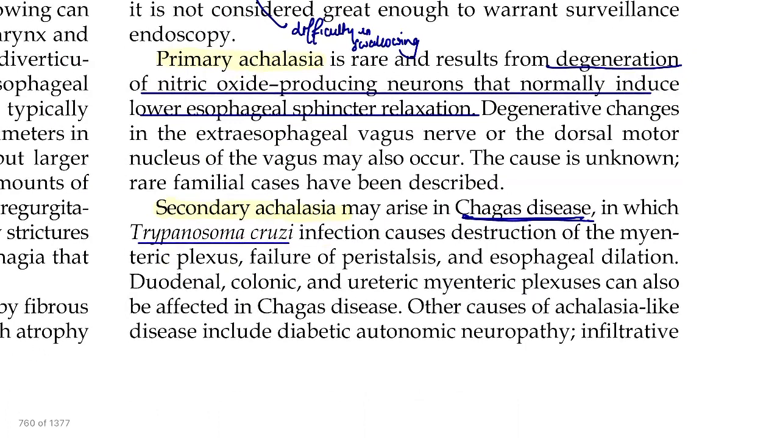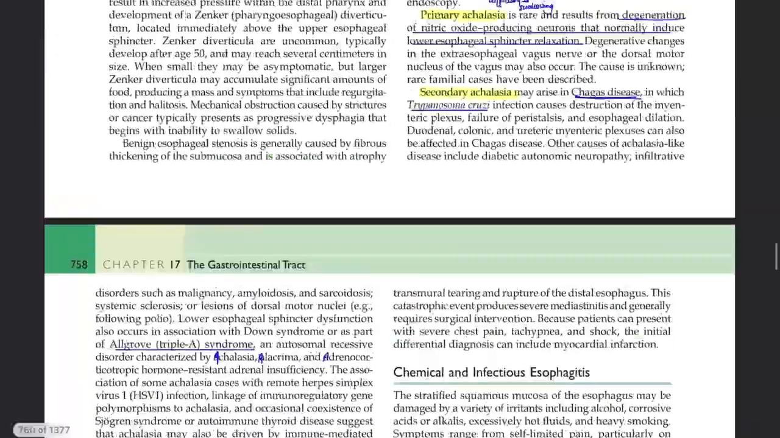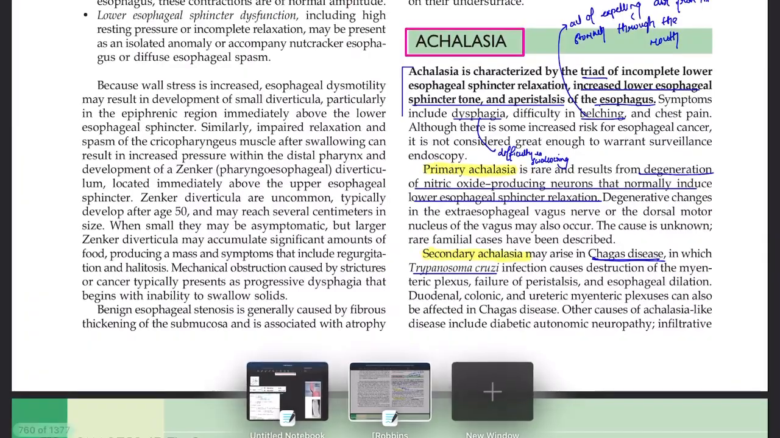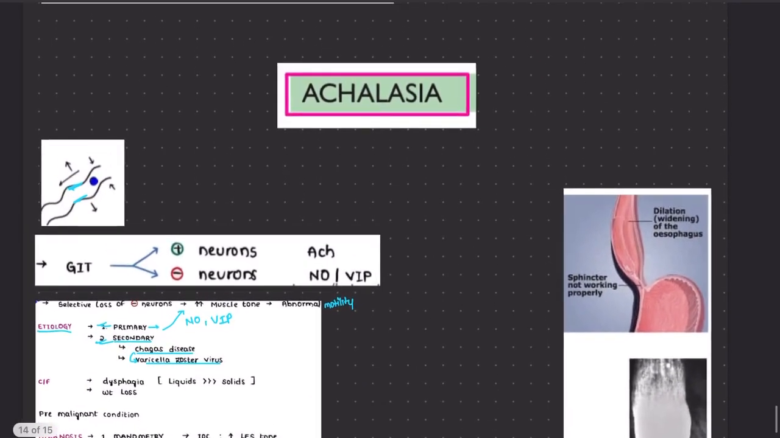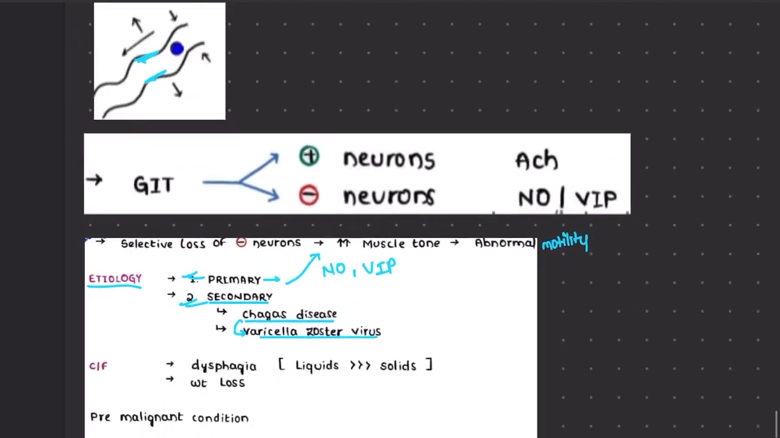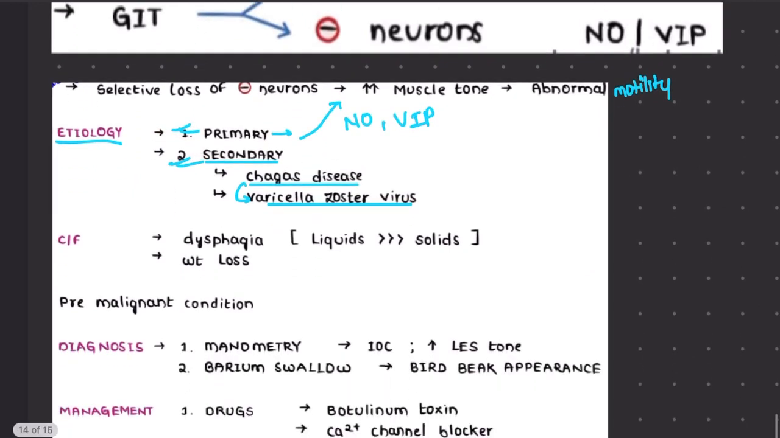Now yes, here we have different clinical manifestations, right? There are a lot of things mentioned right here, but the main thing that we are not meant to forget is the basic thing, right? Why does achalasia cardia occur? Because of impairment, loss of function of inhibitory neurons, right? We need to know about the primary and secondary causes.